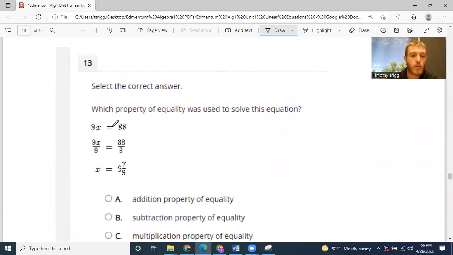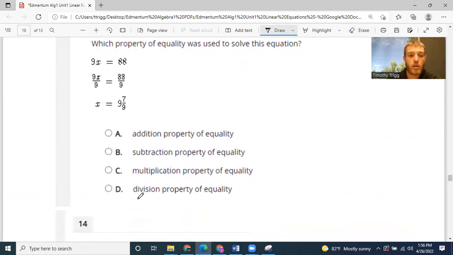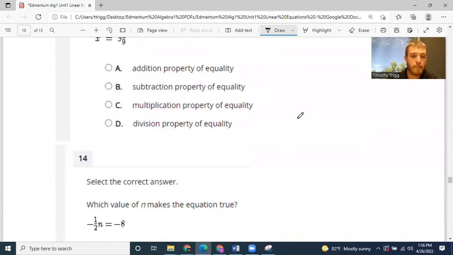Okay, so which property of equality was used? Here we're dividing by 9 on both sides. Dividing by 9 on both sides. So which property of equality is that?